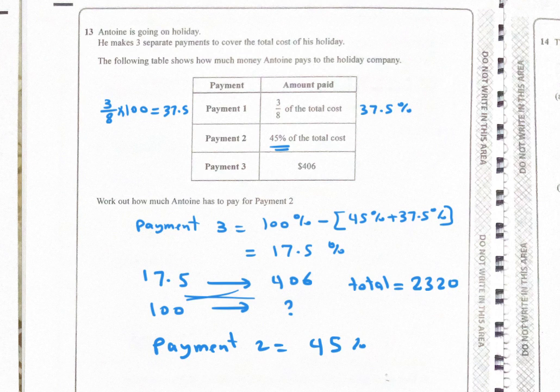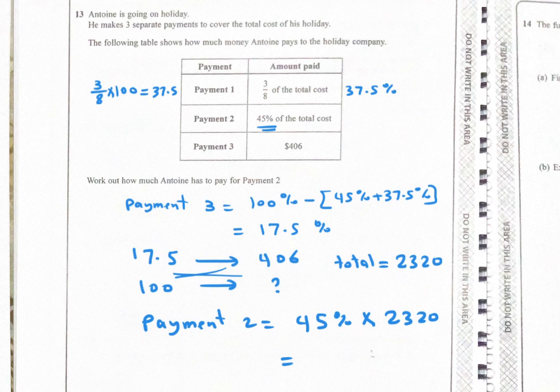Now to find payment 2, 45% of, so multiply 2,320, equals $1,044.